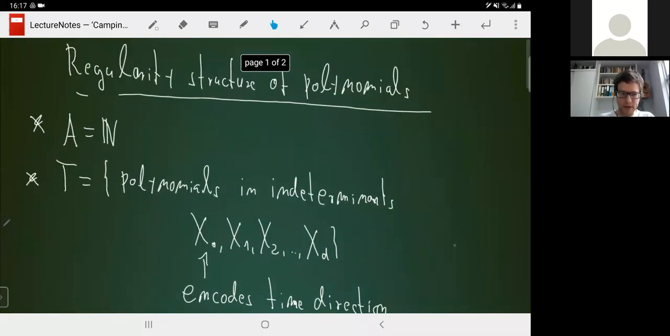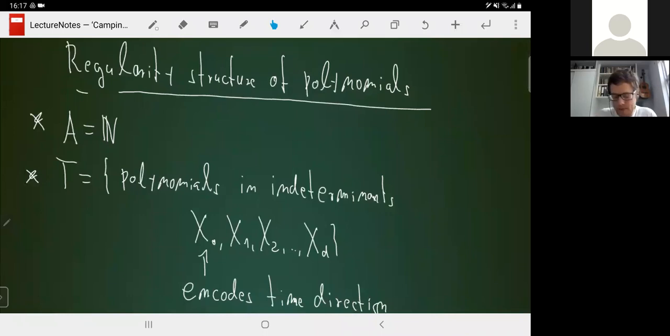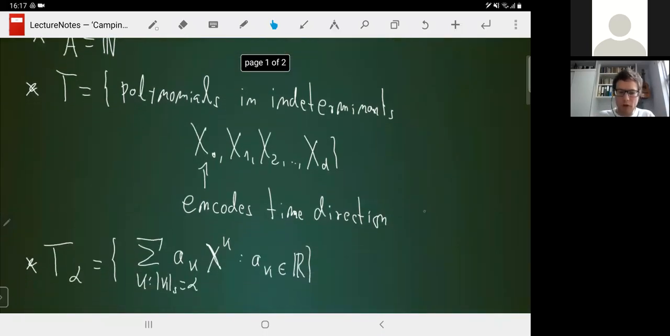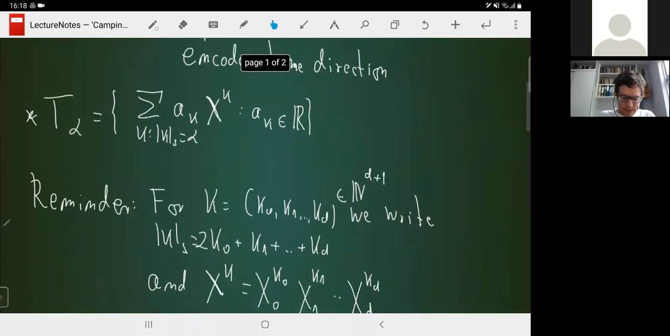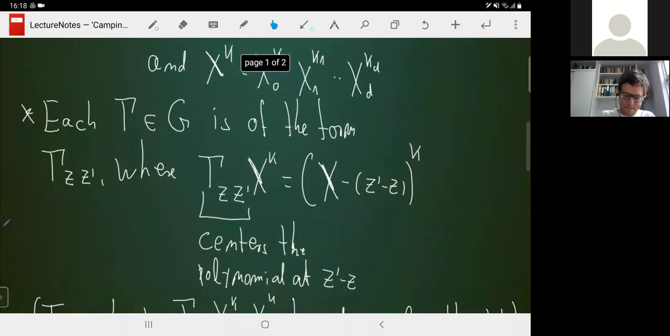A's are the natural numbers. T are the polynomials. T alpha are polynomials of order alpha. And these gammas take this recentering.